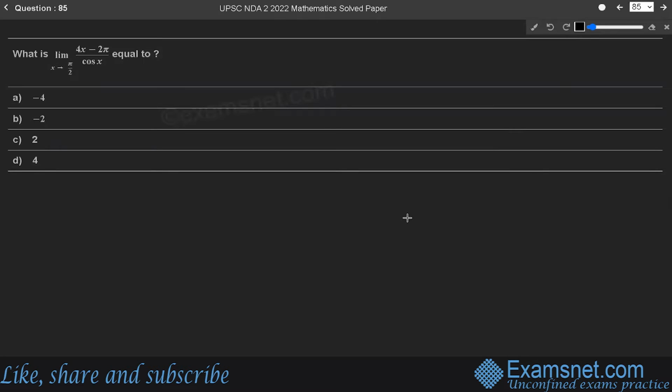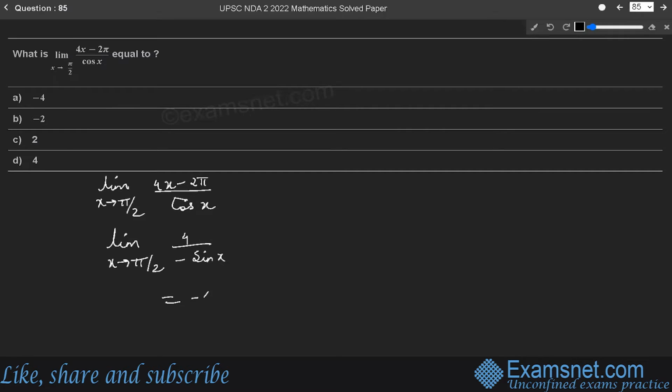Next question is, what is limit x tends to pi by 2, 4x minus 2 pi upon cos x equal to? It is L'Hospital's rule because it is in 0 by 0 form. So using L'Hospital's rule, it will be limit x tends to pi by 2, 4 upon minus sin x, which will be minus 4. So the value for this particular question is minus 4. Therefore, option A is the correct option here.